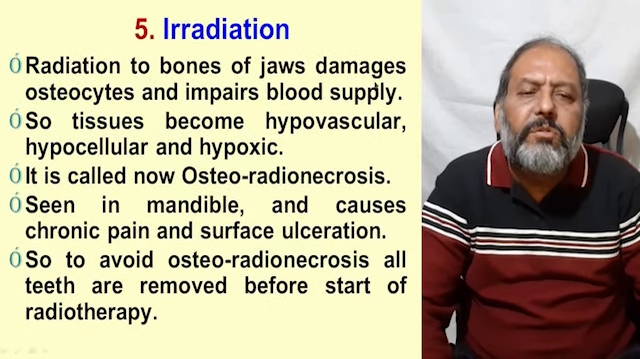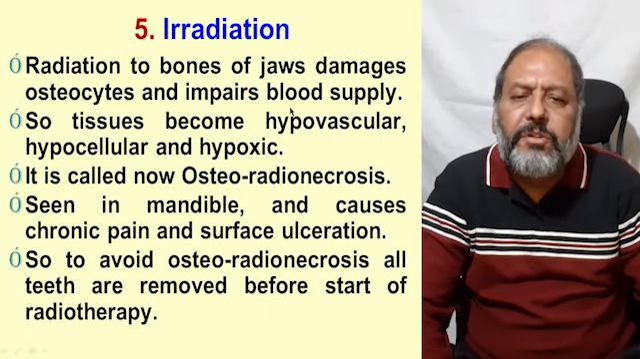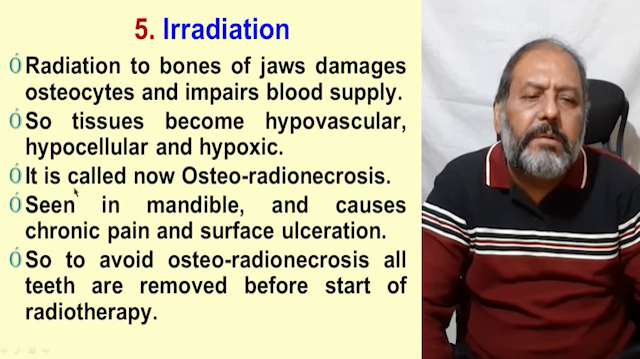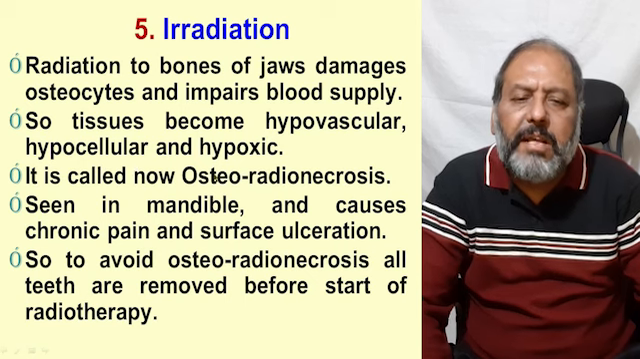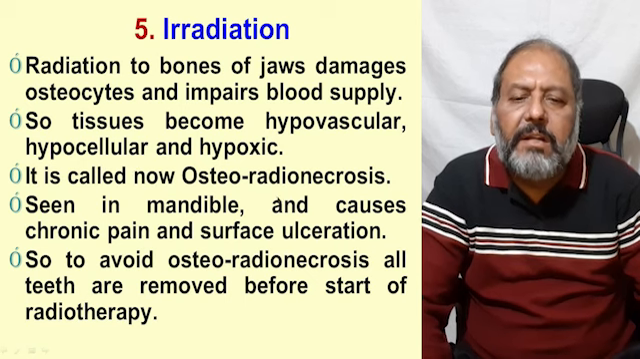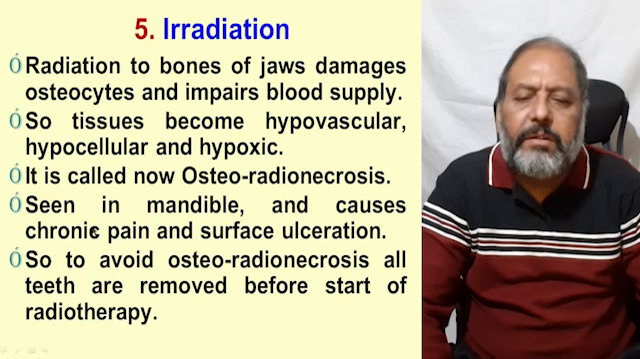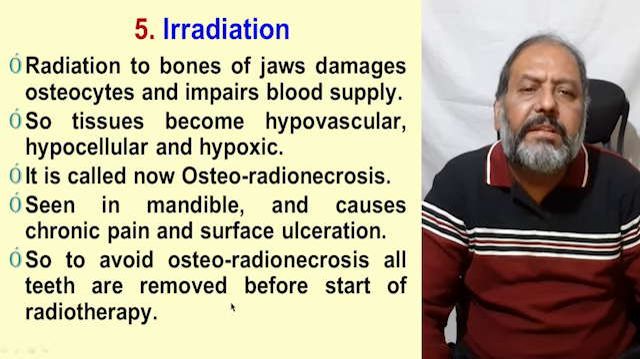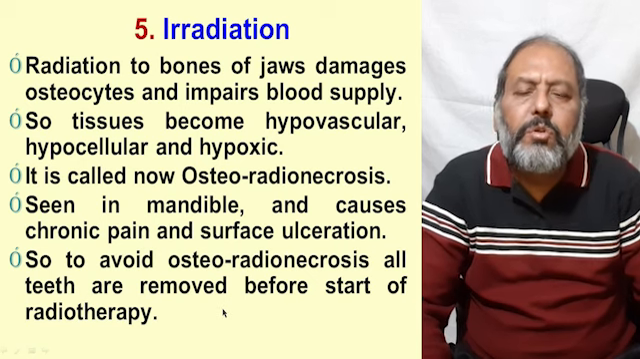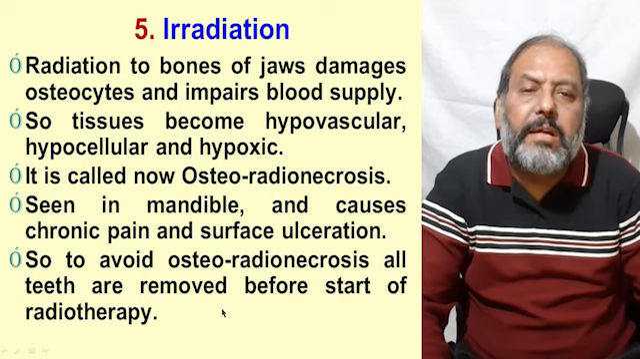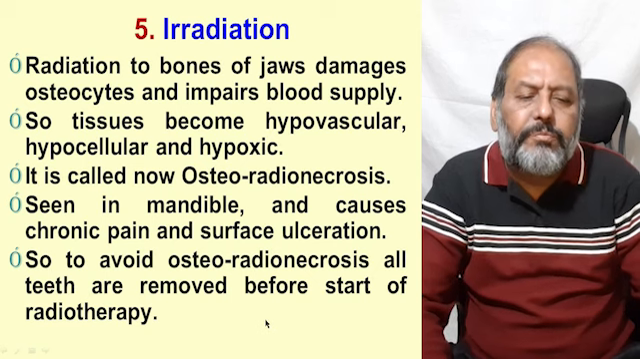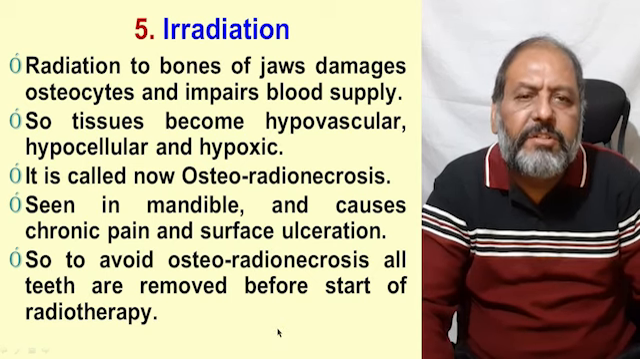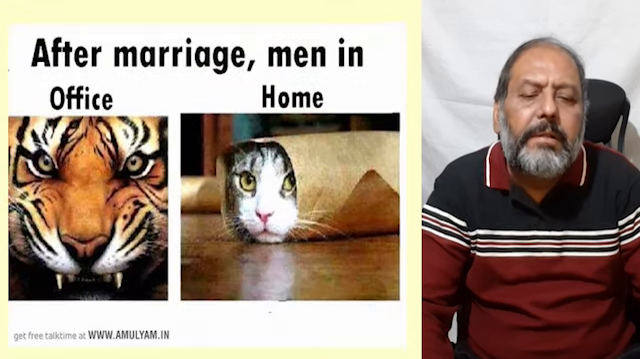Now, radiation to the bone of the jaws damages osteocytes and impairs the blood supply, so the tissues become hypovascular, hypocellular, and hypoxic. It is called osteoradionecrosis, seen in the mandible, and causes chronic pain and surface ulceration. So to avoid osteoradionecrosis, all teeth are removed before the start of radiotherapy, so as to save the structure from damage by the radiation.